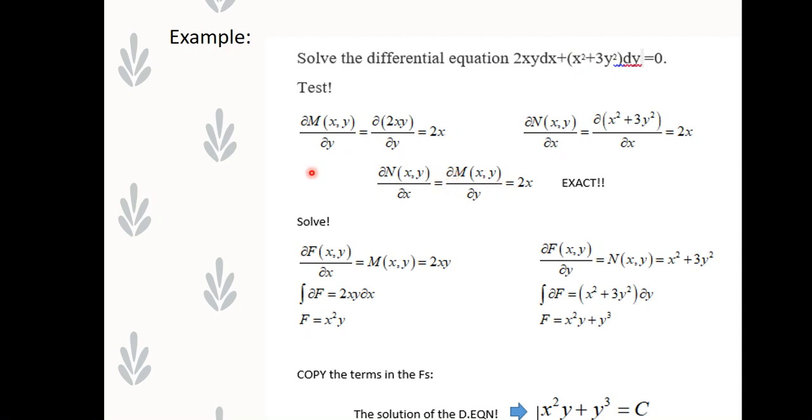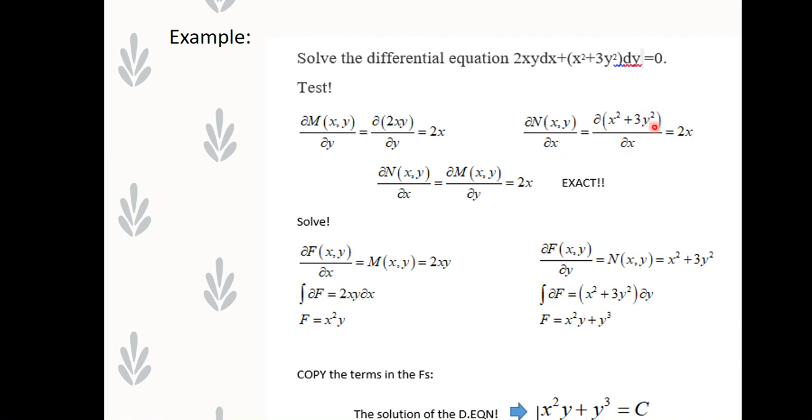Now, we are going to test. We will get the partial derivative of M with respect to y, and that would entail differentiating with respect to y only, considering x a constant, just like any number constant. So the partial derivative of M with respect to y is 2x. That is for this one. Now, if we get the partial derivative of N with respect to x, we will consider y constant. So this would be done in here. The quantity x squared plus 3y squared will be partially differentiated with respect to x.